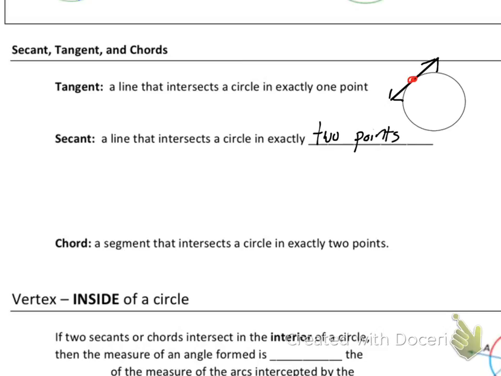It intersects at exactly 2 points. So if I had a circle, a secant line is just going to cut straight across. That is once, that is twice.